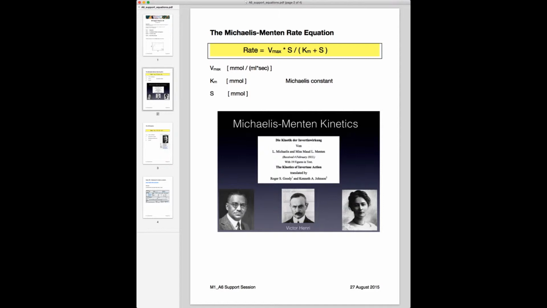In the middle of that figure is Victor Henry, a French physical chemist, whom Maud Menten and Michaelis actually say they took the idea of this simplification from. So it's mentioned in the paper, and that's why we also show him in that figure.